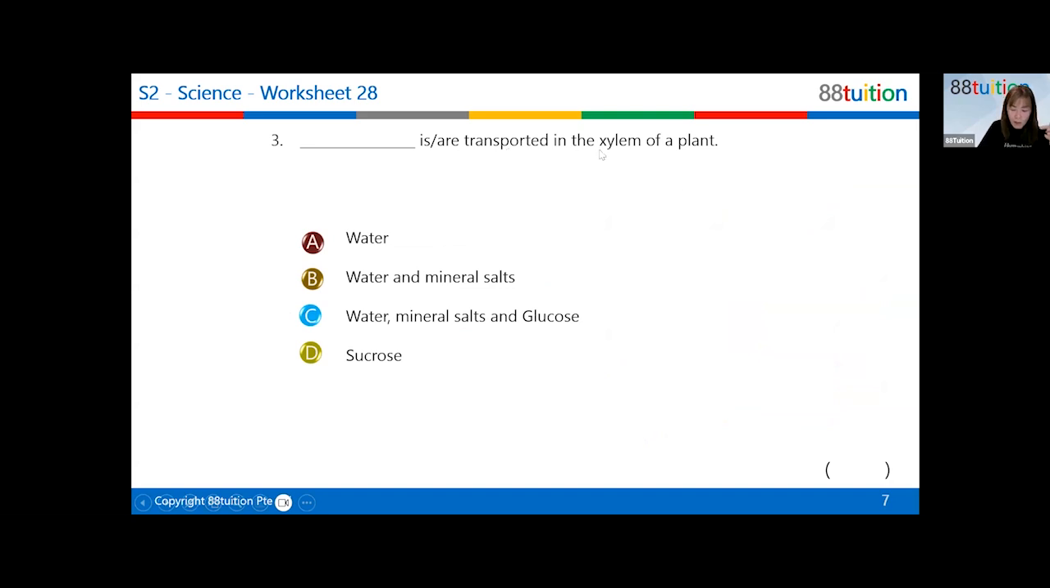Now, what is being transported in the xylem? Xylem, we also talk about it. It's the water carrying tubes. You need to know, when you are in P5, you keep talking about water being transported. Hardly mentioned are mineral salts as well, but you need to know that mineral salts as well as water will be transported. Yeah, Jimin, it is actually both water and mineral salts. So don't miss that out.